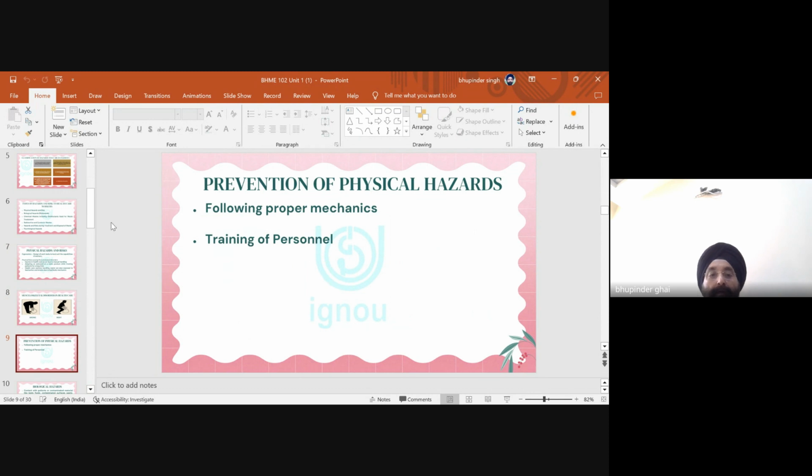So, as from the previous slide, you can very well say that you can prevent or take care of the physical hazard by following proper mechanics and training of the personnel. If you know what is the correct posture or what is the best way of lifting a patient or lifting a heavy object, then you will be safe. So it's proper mechanics and training of the person which will take care of physical hazards.